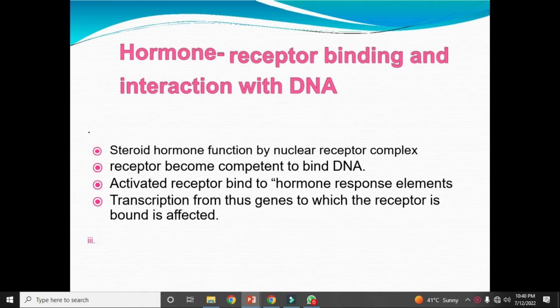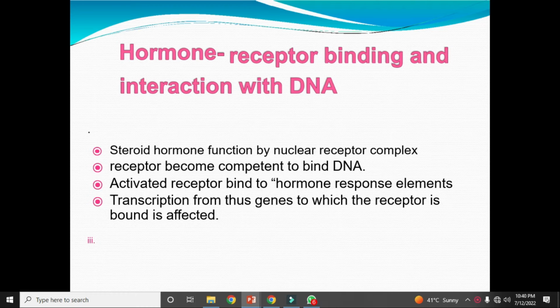Intracellular receptor is located inside the target cell in the cytoplasm or nucleus and functions as a ligand-dependent transcription factor. The hormone receptor complex binds to the promoter region of responsive genes and stimulates, or sometimes inhibits, transcription from those genes. The mechanism of action of steroid hormone is to modulate gene expression in target cells. Activated receptor.